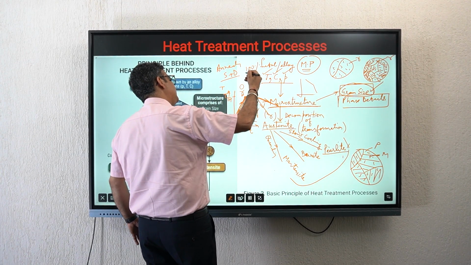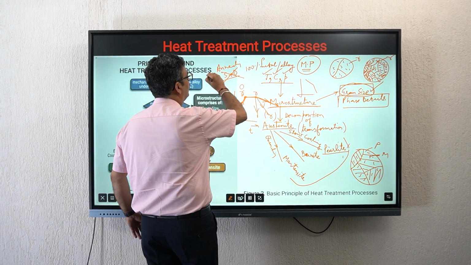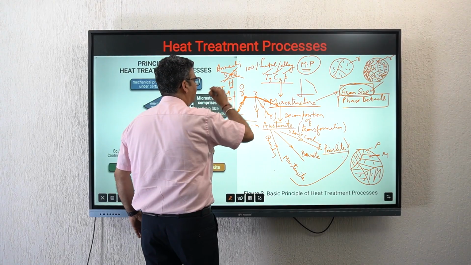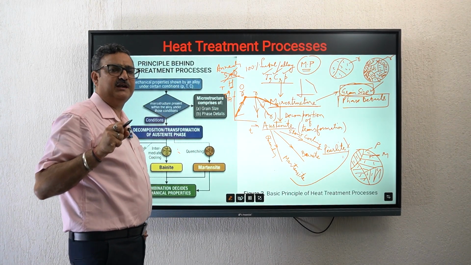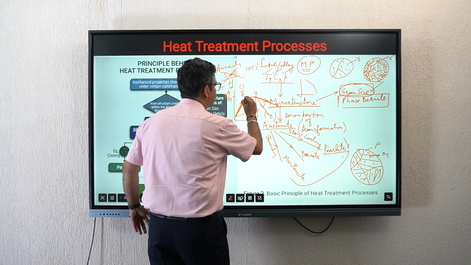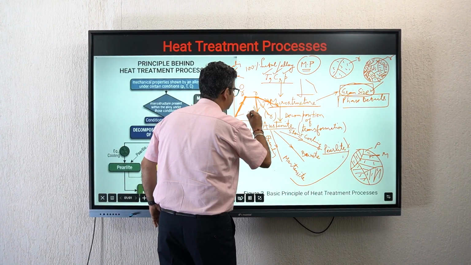But now the same steel on a different occasion, you say, no sir, now I wish that this steel no more remains soft and ductile. I want to make it hard. So you pick up not annealing, but another process from the heat treatment basket, which is called hardening. Same heating, same holding, but now not slow cooling, rather very fast cooling, which is called quenching.